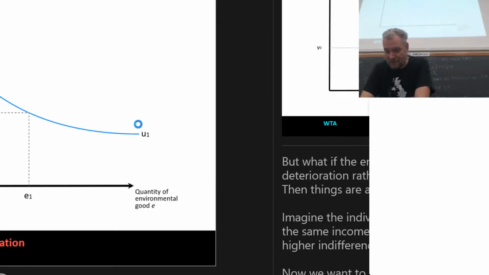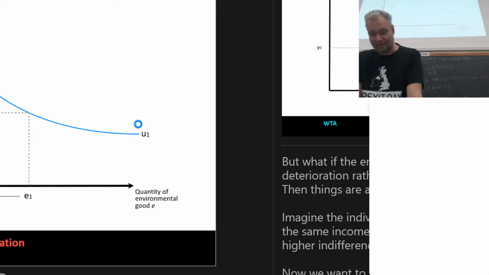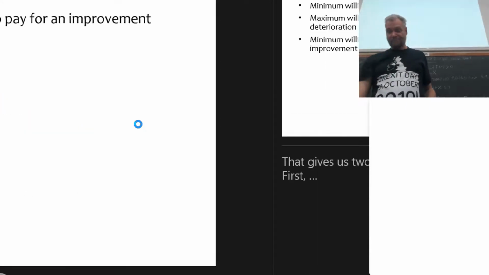Whereas willingness to accept compensation, you start with an initial situation E1 and initial income Y0, then you're losing some of the things that you care about, but you're gaining income, right? So your income goes from Y0 to Y1, and it's very rarely the case that it jumps so far, but that makes the picture nice and readable, right?